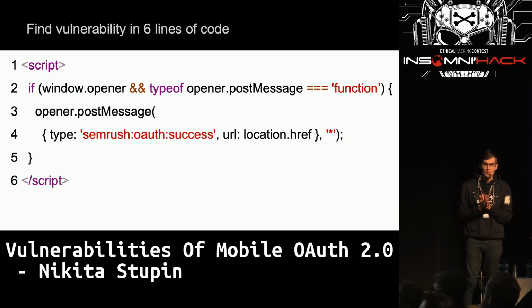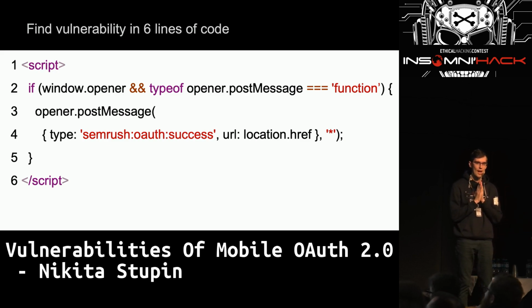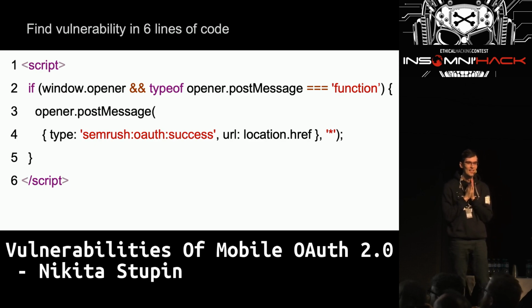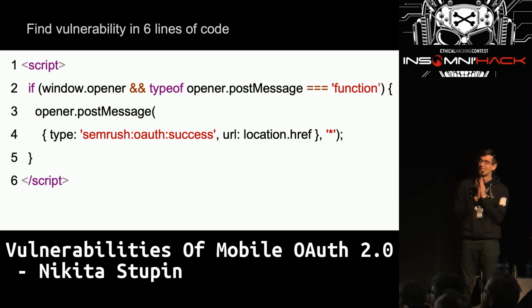And for the next vulnerability, I have a small task for you: try to find the vulnerability in 6 lines of code. It's real production code from a real web app, and basically there are 3 lines of code, because the other 3 are just syntax. I know you can do it. Any ideas?